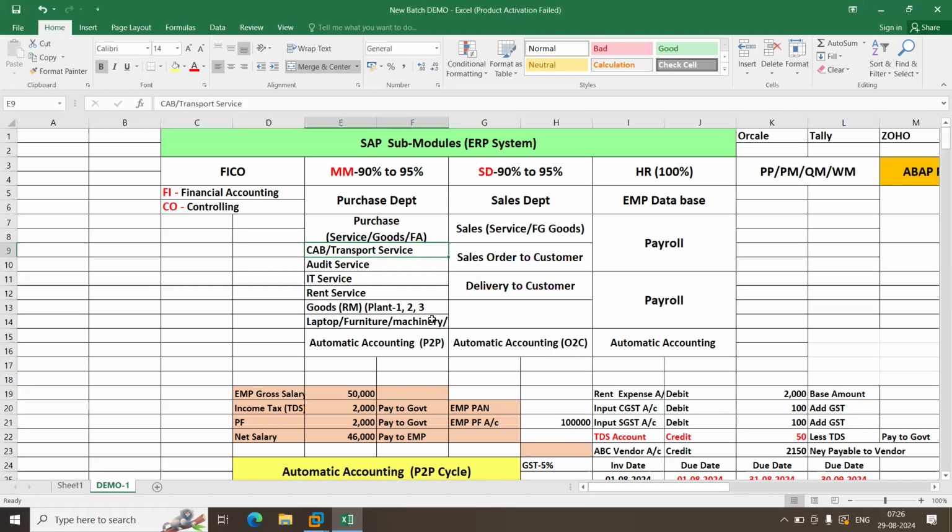Suppose a small example: you people are going to transfer the fees amount. Then how do I come to know that you have transferred the fees amount?